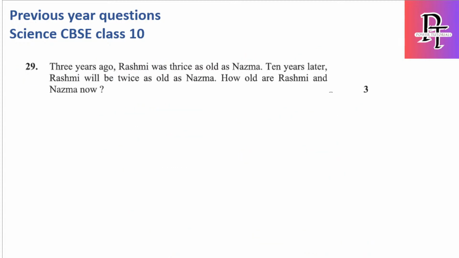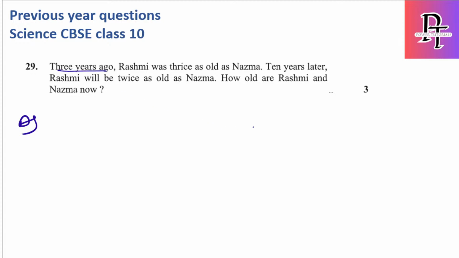So let's move to the next one. This is also a 3 marks question. Okay, these type of questions are interesting because instead of directly giving the equation, they will give you one statement. From the statement we need to figure out what that equation is. So here this is an age related question. They clearly mentioned 3 years ago.